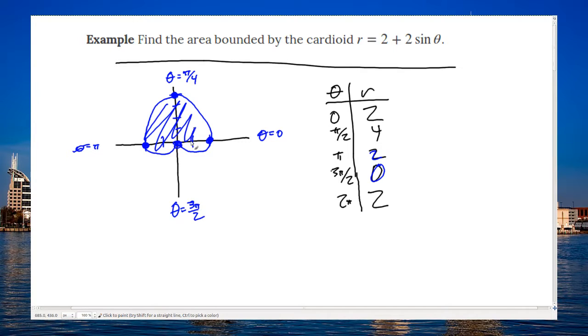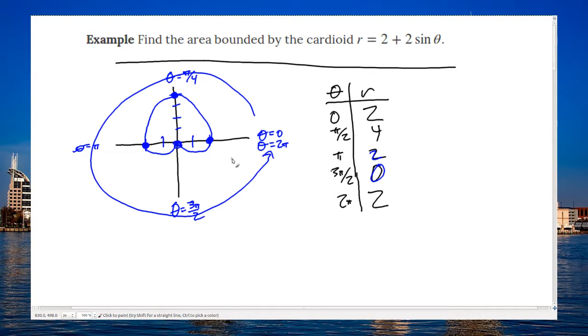We're looking for this area right here. And the important thing that this sketch tells me is that this area does go exactly once all the way around, from theta equal to 0 all the way around to theta equal to 2 pi, which means that the area formula that I want to use should run from 0 to 2 pi. Area equals 1/2, integral from 0 to 2 pi, and we're going to square the radius, r of theta.